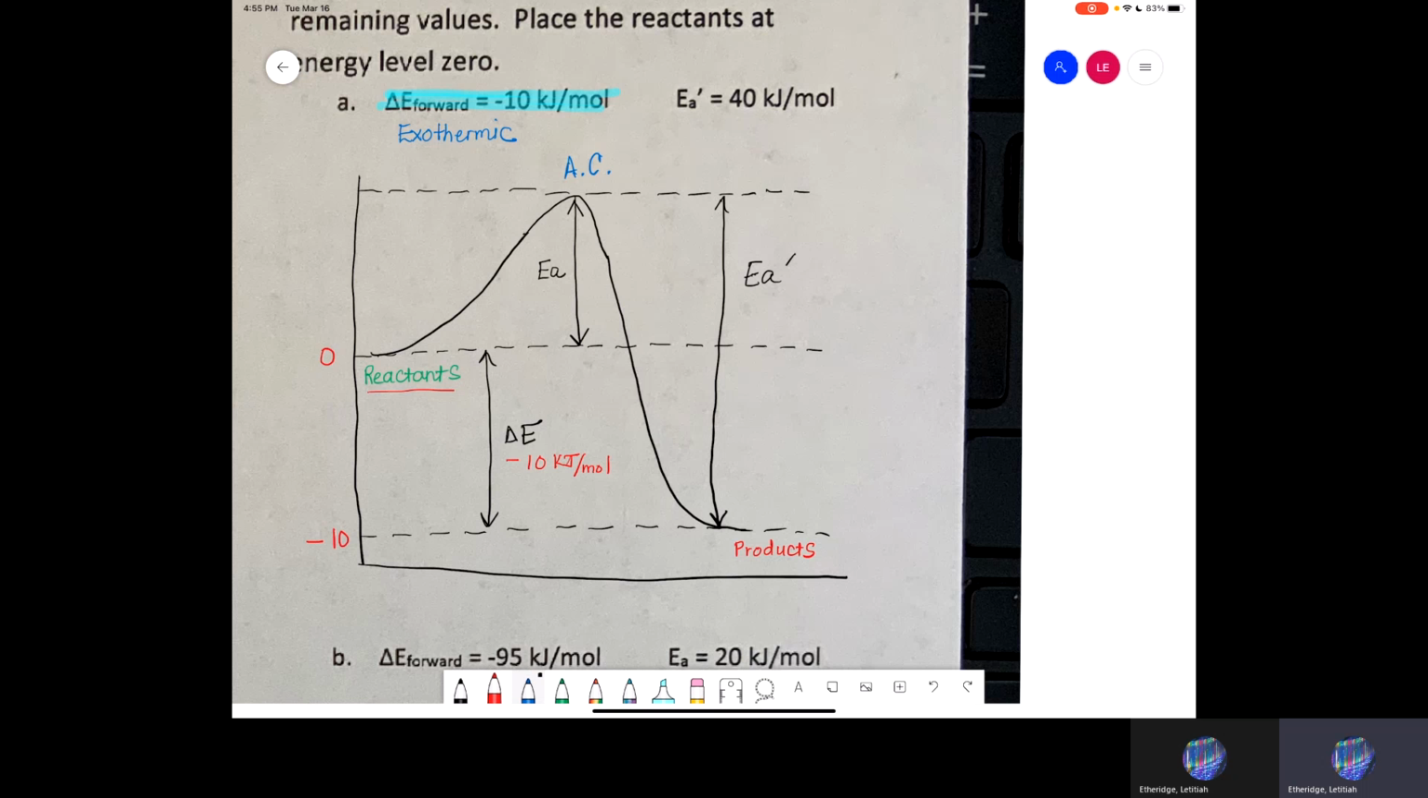Now, when we talk about EA prime, the problem says that it is 40 kilojoules per mole. That means from our activated complex all the way down to our products is 40, right? Well, I already have 10 here. So that means this part is going to be 30. So the number that I'm going to put up there is going to be 30. Okay, hopefully you guys were able to see that.